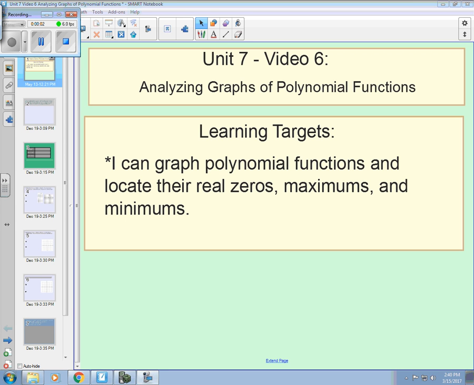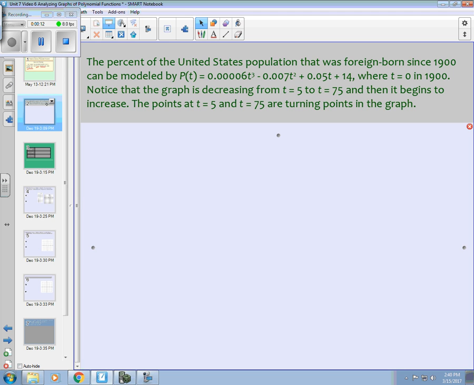Today we're going to look at analyzing graphs of polynomial functions. We want you to be able to find zeros, maximums, and minimums on the graph. On your note sheet, there's this problem that says the percent of the United States population that was foreign-born since 1900 can be modeled by this polynomial equation, where t equals 0 corresponds to the year 1900.